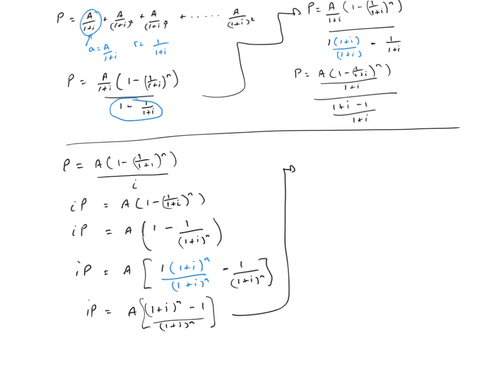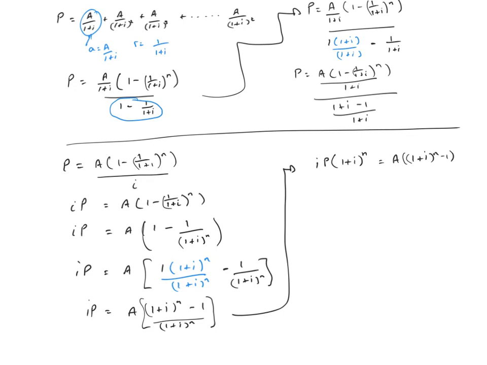Go up here again. So the next thing we're going to say is, okay, we need to get that 1 plus i to the n to the other side. So this needs to go, because this is now a fraction, this needs to go across to there. So what we now have is iP times 1 plus i to the power of n is equal to, and on the other side we have A, and we've got 1 plus i to the n minus 1. So that's what we're left with there.